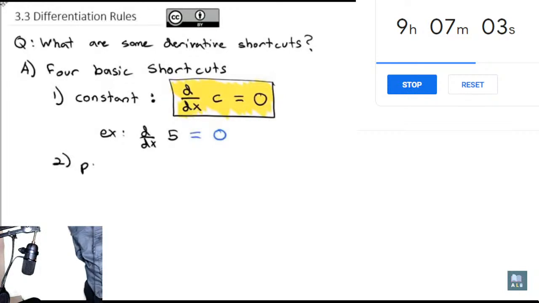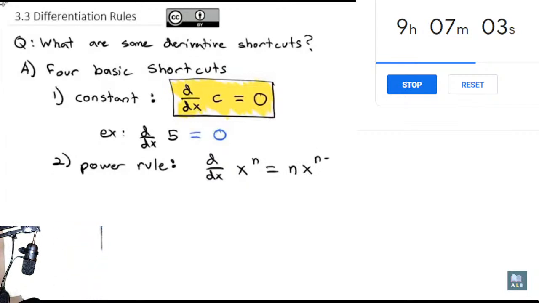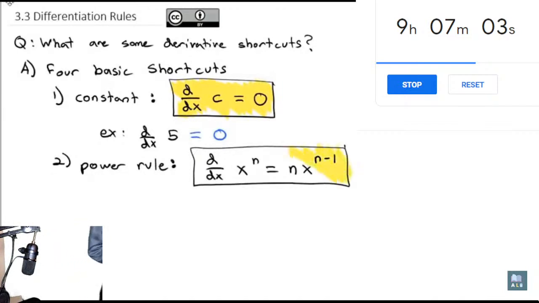The second basic shortcut is the power rule, and this is probably the one we will use the most. And the idea is if we're taking the derivative of x raised to some exponent, we'll pull that exponent out in front, and then we will reduce the exponent by 1. With polynomials, we pull the exponent out front and then decrease the exponent by 1. So for example, if I wanted the derivative of x to the 7th power, I move that 7 out front, and then I reduce the exponent by 1, and we get 7x to the 6th.